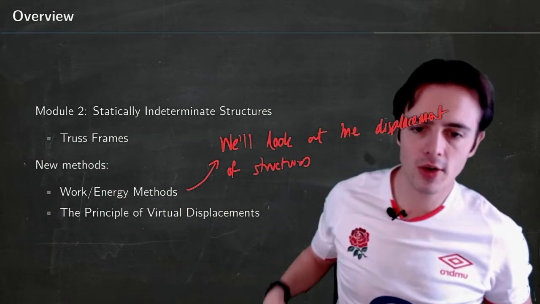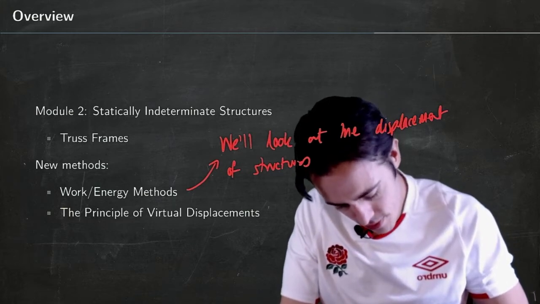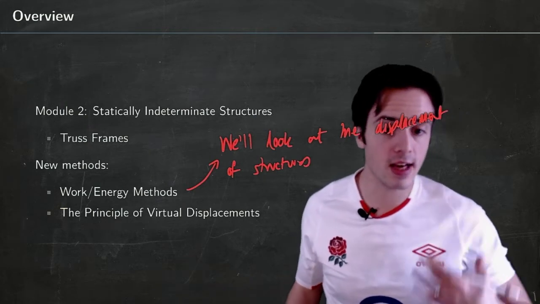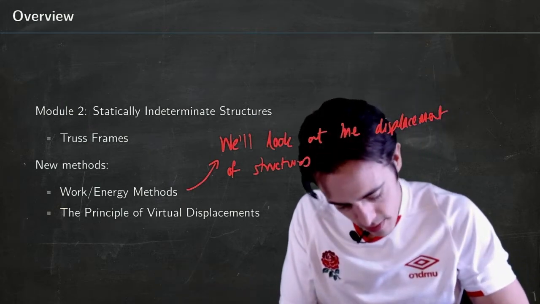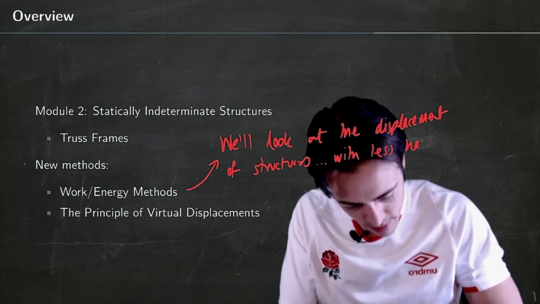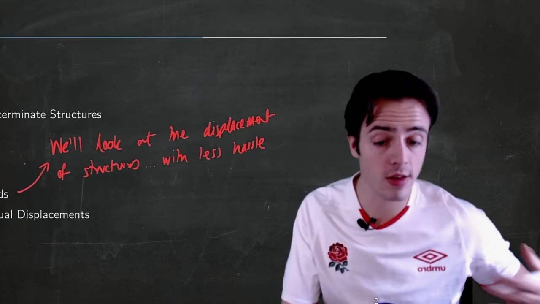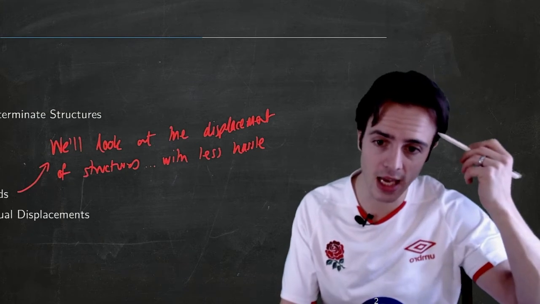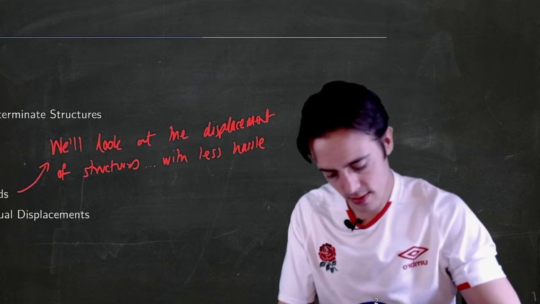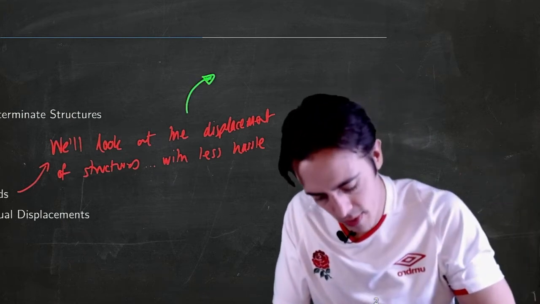There we go. Okay, so we're looking at the displacement of structures. The work energy method is going to fundamentally make this a lot easier than any of the theory that you've had before, with less hassle, we'll say. The reason I'm introducing this for these simplified truss structures is because it's quite a different way of thinking about deformation and about structures than you maybe have already. It's a bit of a cognitive shift in the way that we're thinking about problems.